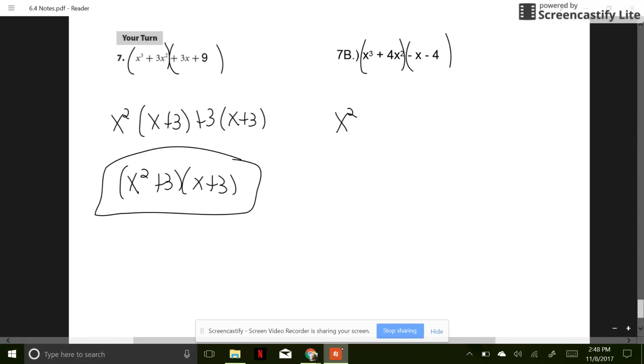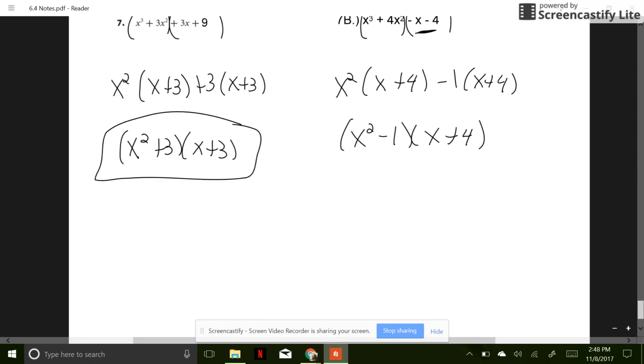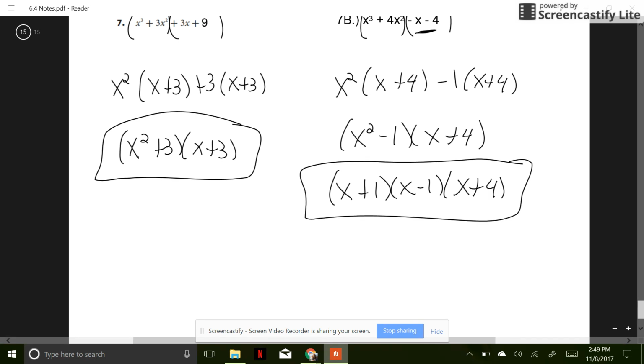Over here, we're going to group them this way. What can we pull out? An x squared, we're left with x plus 4. So since we want our other term here to be x plus 4, we need to pull out a negative 1 so that if we were to redistribute, it would get the minus x minus 4. So that means we're left with x squared minus 1 and x plus 4. Now, we're not finished because x squared minus 1 is a difference of squares. So we can actually factor that further to become x plus 1, x minus 1, and then keep that x plus 4. And now we have finished factoring.